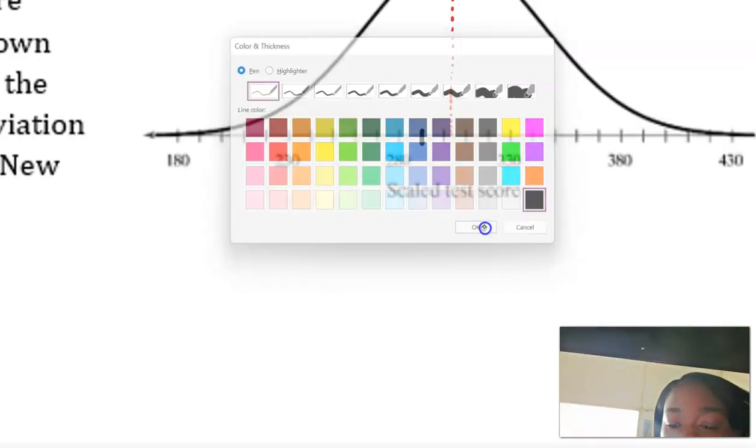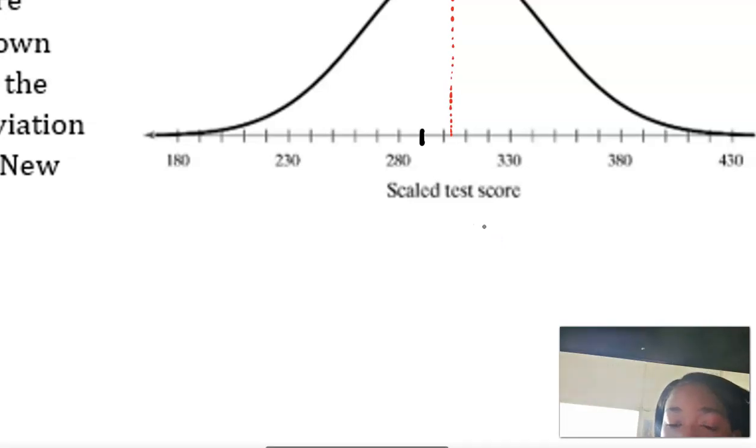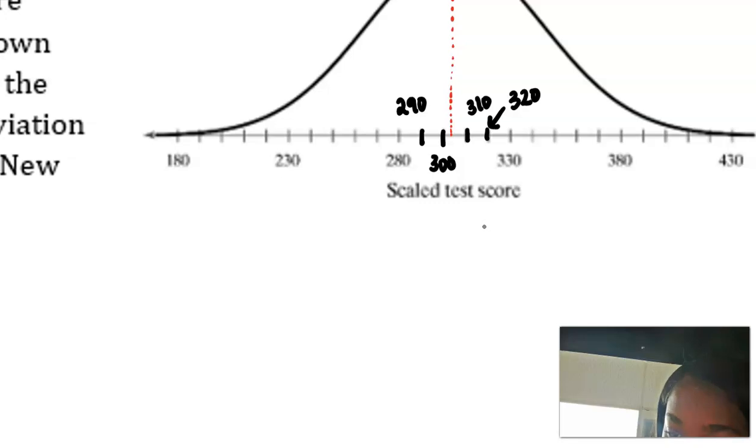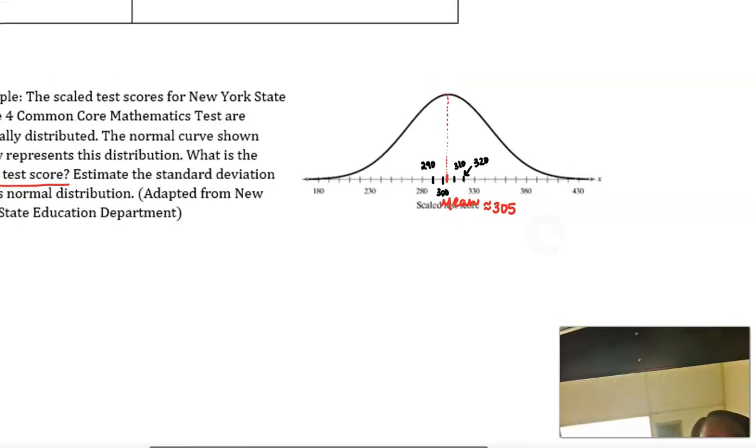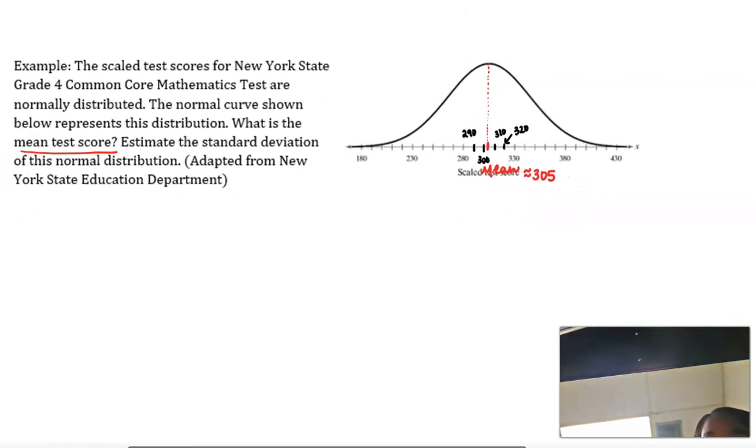So I zoomed into it. Between 280 and 330 is 50. That's the distance between them. So hopefully you can see that that's 290. This is 300. This is 310, that's 320, and there's 330. So the red part that I'm marking as the mean, right there, that's a little bit bigger than 300. I'll guesstimate that that mean is about 305, that the average score for the student on this math test is about 305.